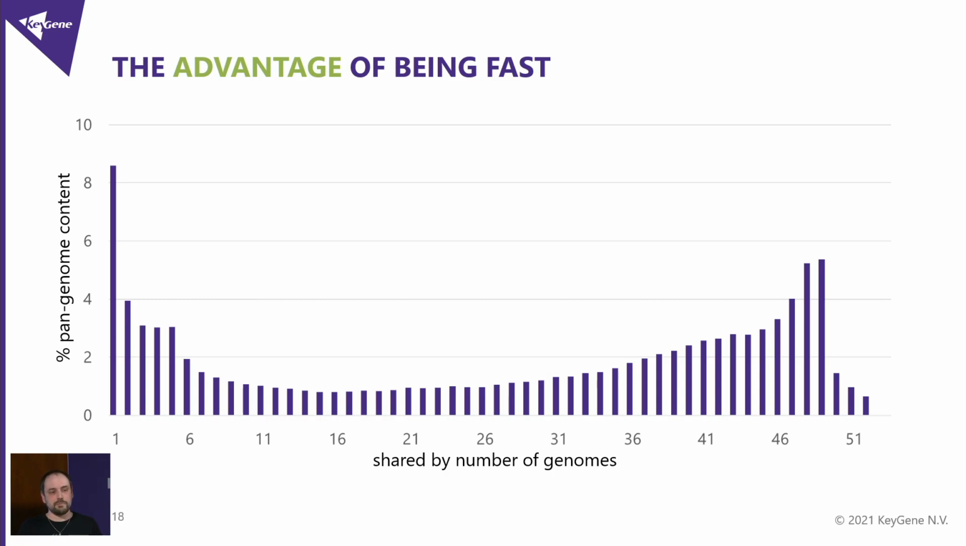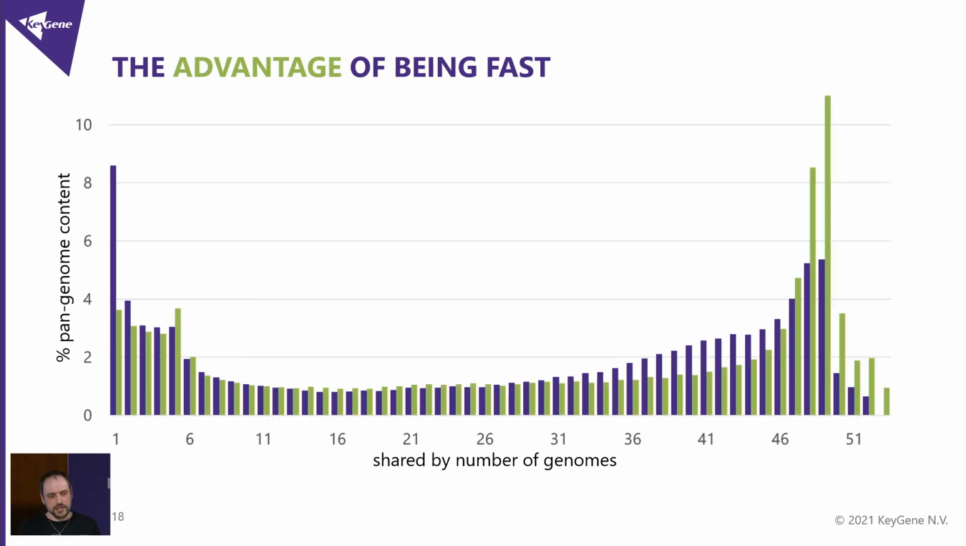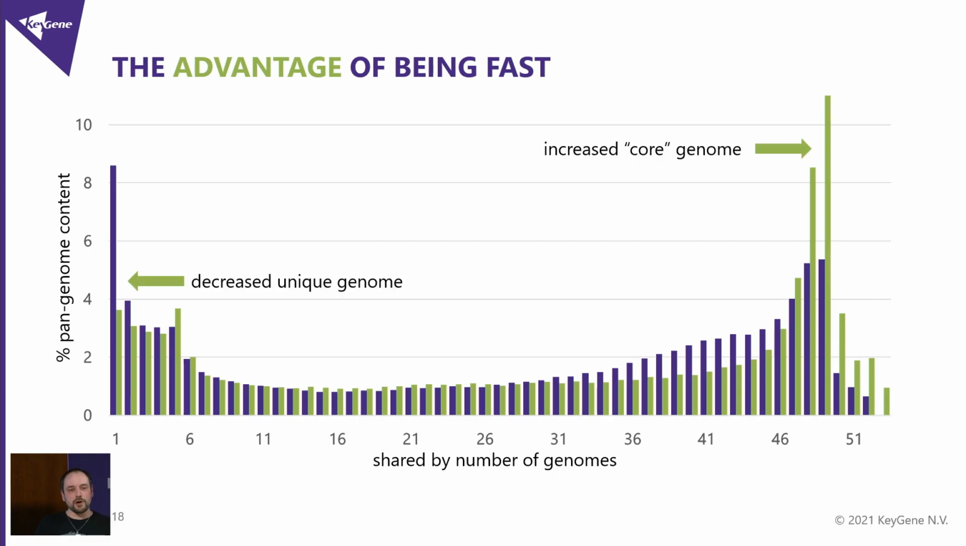But we don't even see a peak at the right. And of course, a part of that can be explained by those 3 or 4 genomes that were from a completely different species that we saw in the tree. But we also knew that this was not the result that we wanted. And so being fast, being able to do this within a day, also allowed us to play with parameters and actually very much improve this pangenome, making a much larger core genome and a much decreased unique genome by simply tuning our alignment parameters and running this again.